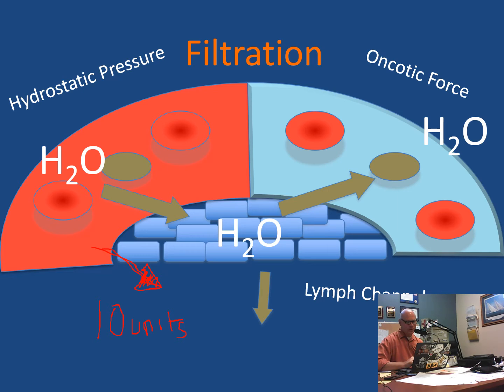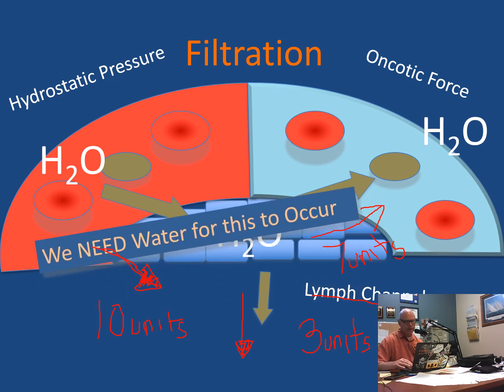So if it's 10 units leaving, and this is getting pulled back into the vessel, let's give that only about 7 units, all right? The pressure to push the water out is going to be greater than the amount of pressure to suck the water back in. So we're going to have 10 units out and 7 units back. That's going to leave us 3 units if you're doing your math. And those 3 units are going to use the lymph channels. The lymph channels will carry the rest of the fluid back to the central core of our body.